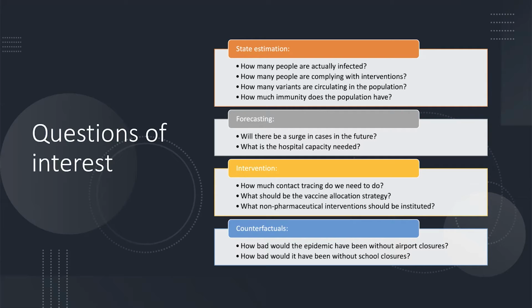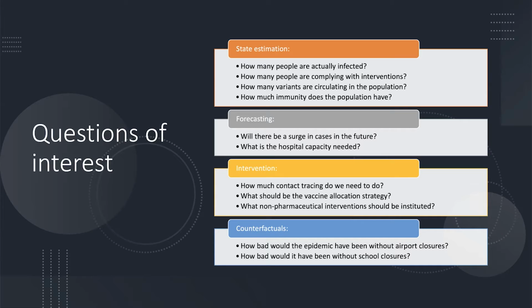In some places, it is possible to do prevalence testing, where you actually randomly sample the population to see how many people are infected, but that's quite rare relatively. So testing still focuses on people who show up with symptoms and then the contacts of those people. That's called contact tracing and so forth. So that makes it difficult to estimate how many people are actually infected. And then how many people are complying with interventions, how many variants are circulating, how much immunity does the population have, because immunity wanes over time, and that can cause a resurgence in the epidemic and so forth. So those types of questions are difficult to answer.